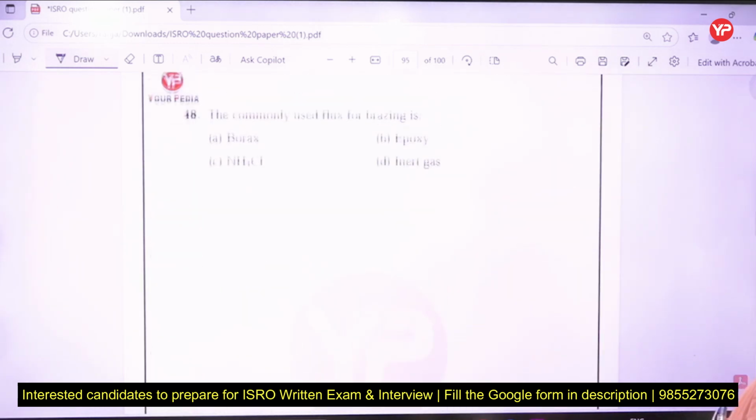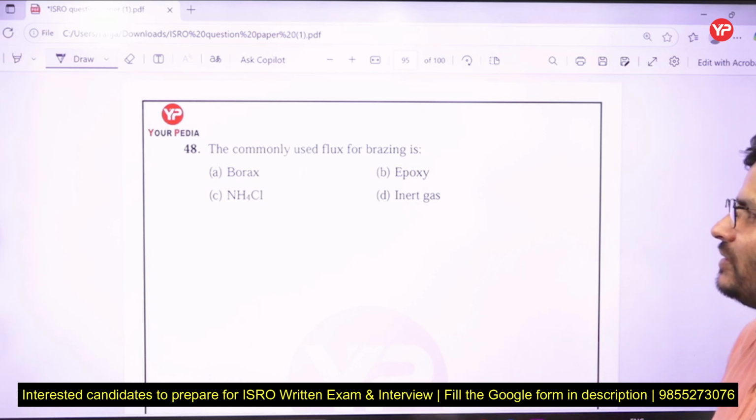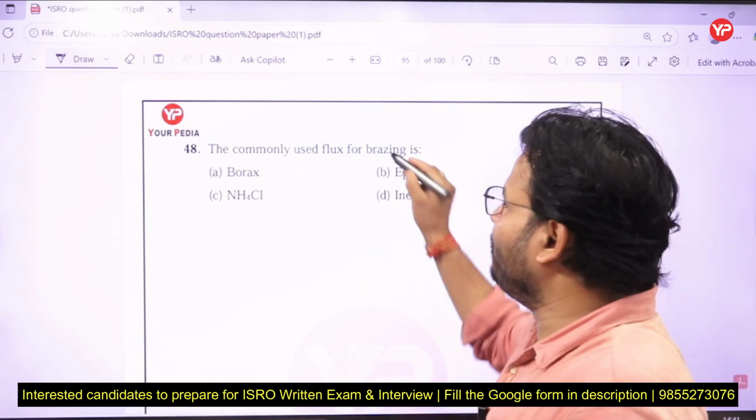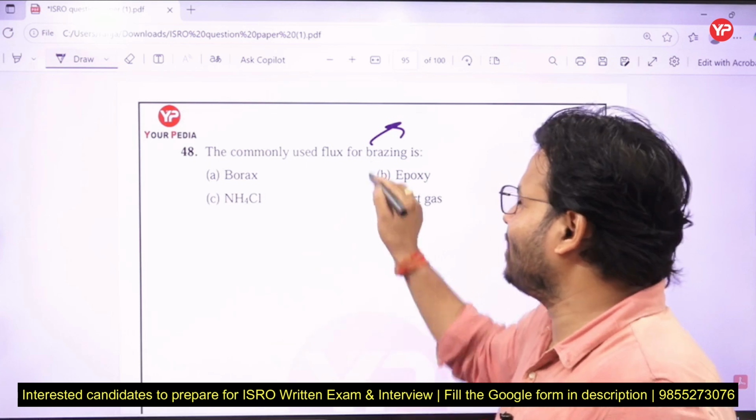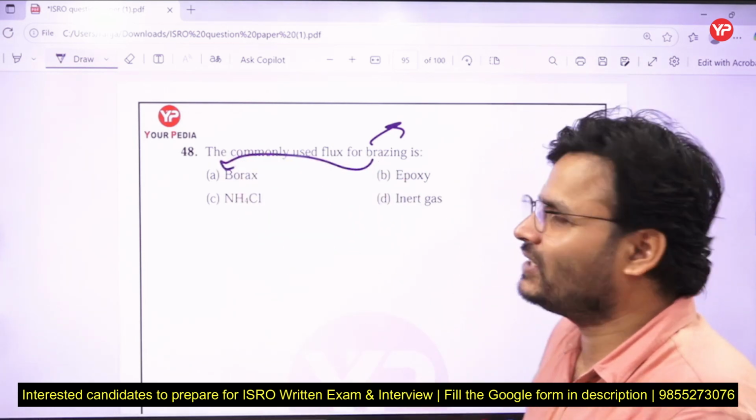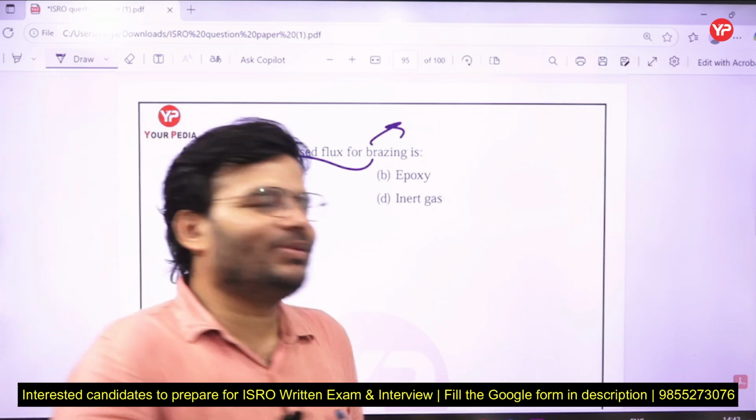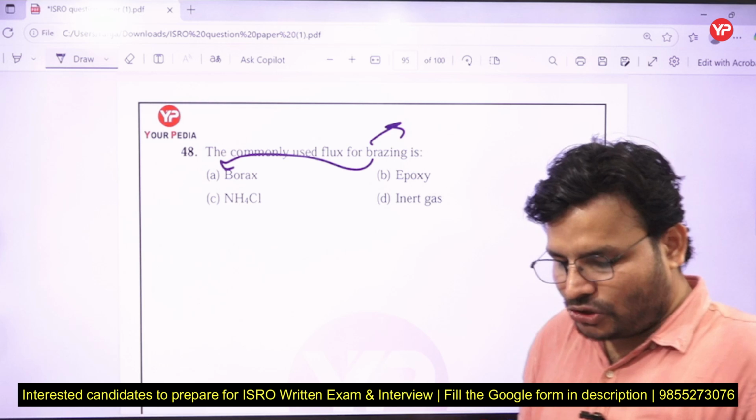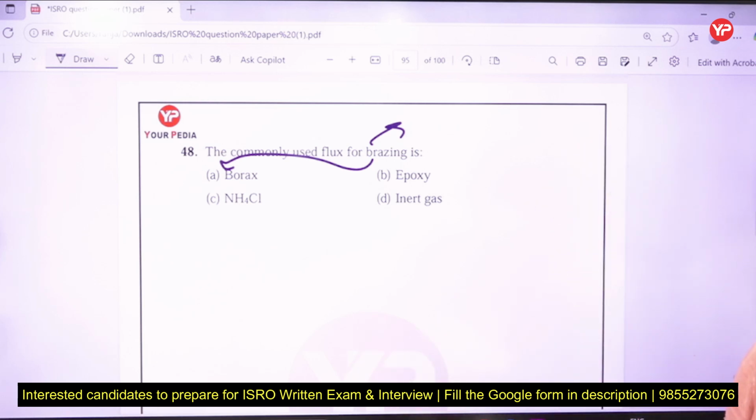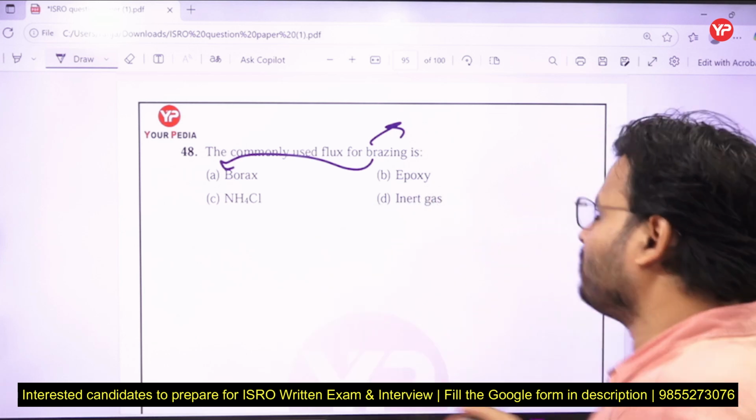Now, the commonly used flux for brazing. In the class I used to say, my dear friends, B for brazing, B for borax. So always try to keep in mind, the commonly used flux in brazing is borax. That is the way you can remember. Basically sodium tetraborate is widely employed in the brazing operation because it effectively dissolves metal oxide and provides a protective layer over the molten joint, right? So B for borax, B for brazing, you have to just remember.